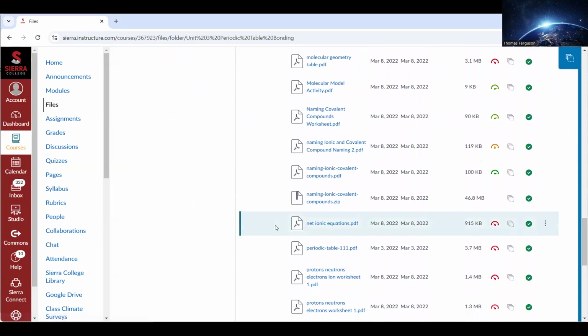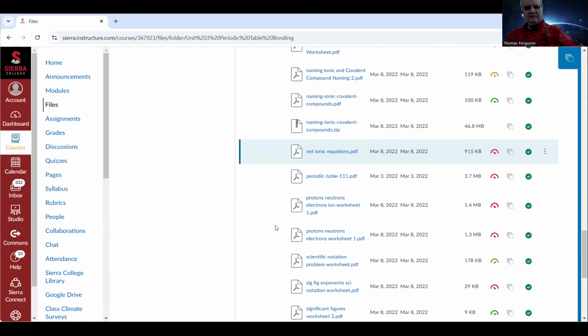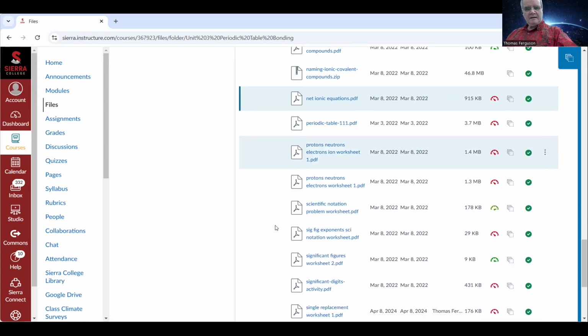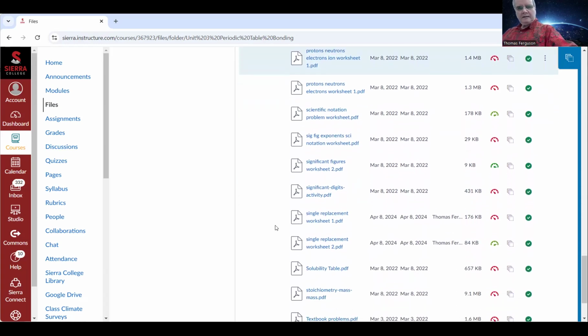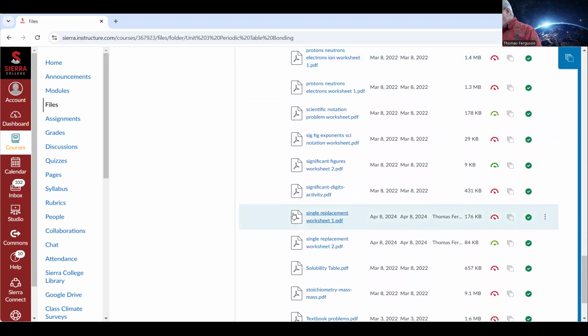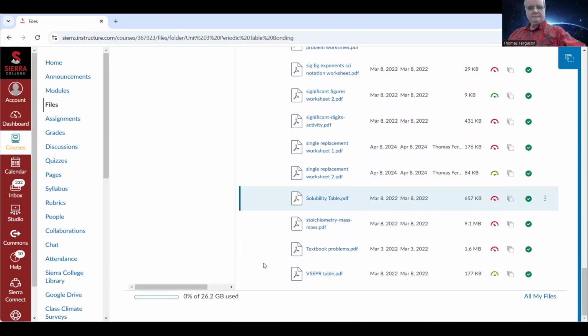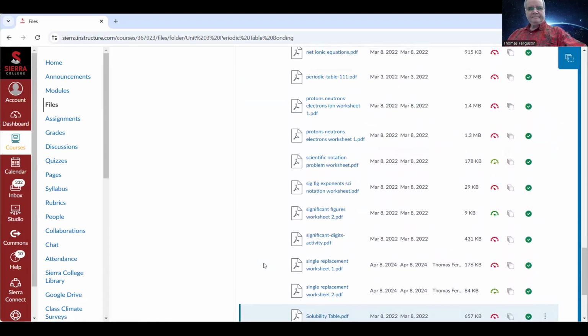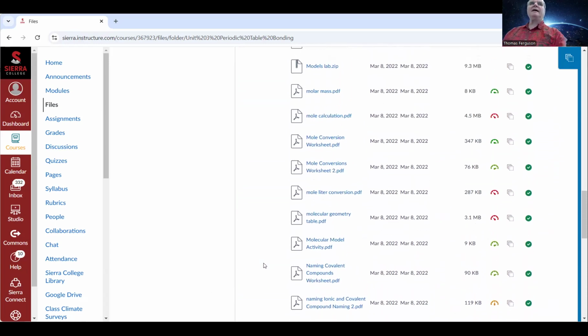Okay, this here, net ionic equations, is double replacement reactions. And then here are 2 single replacement reaction worksheets. Here's our solubility table. So I've given you lots of practice besides your 2 labs. Now your labs are really good because they give you lots of practice as well.